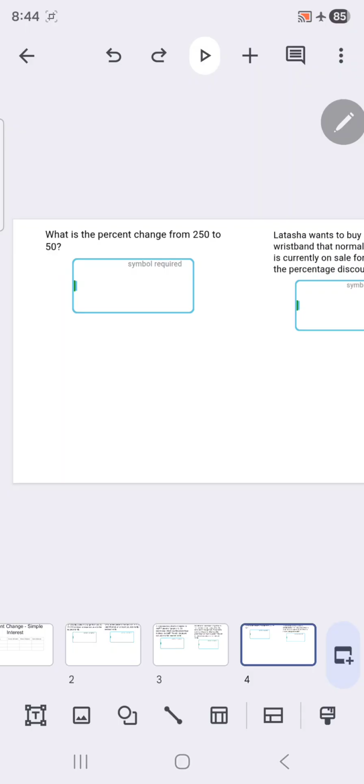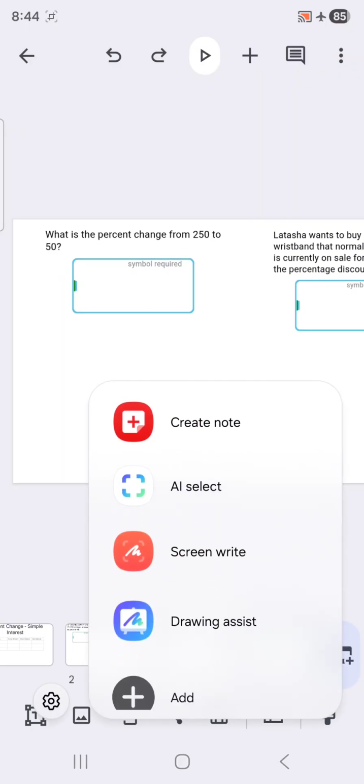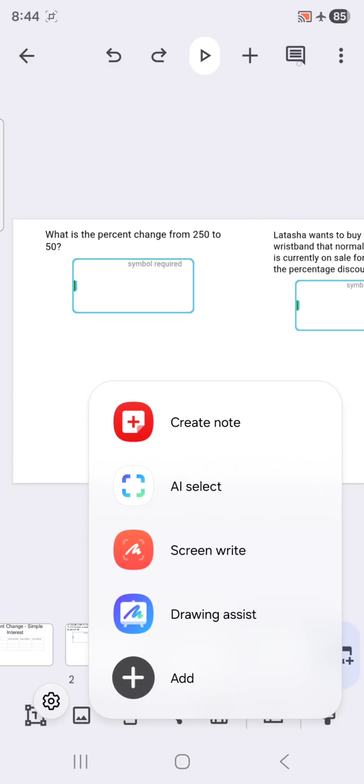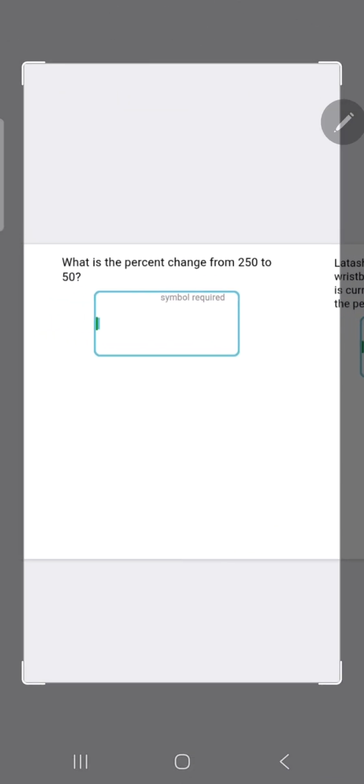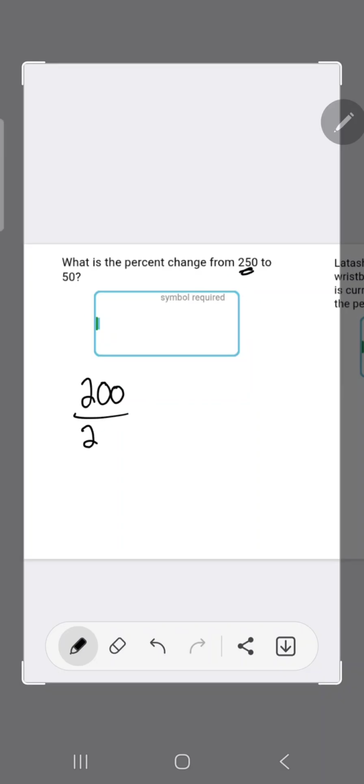For the next problem, we are going from 250 to 50. So we will first subtract. 250 minus 50 ends up being 200. The original number is 250. They went from 250 down to 50, so we're still dividing by 250 because that's the original. Divide, multiply that by 100, so 200 divided by 250 multiplied by 100 ends up being exactly 80% with no decimals to round.